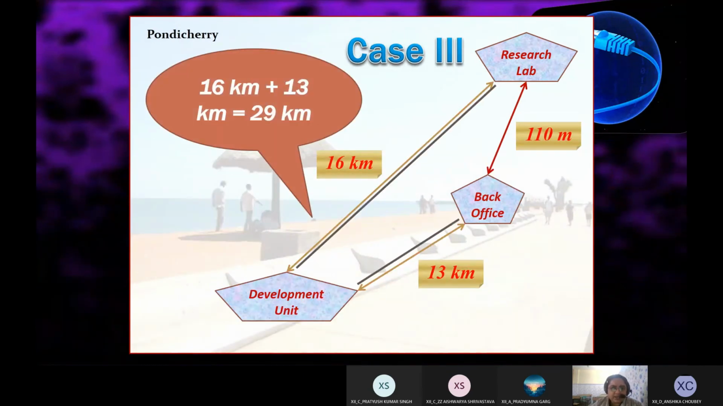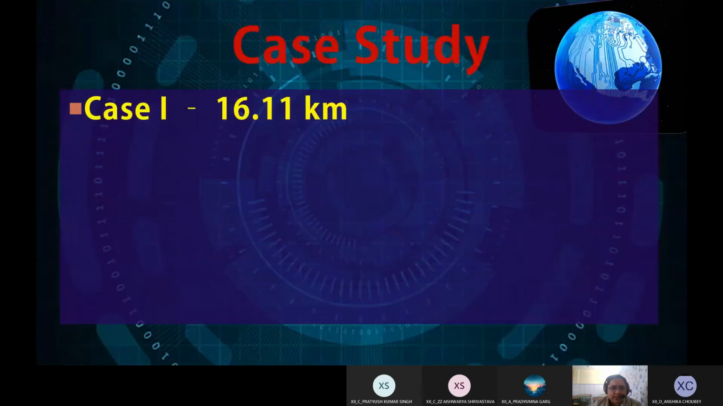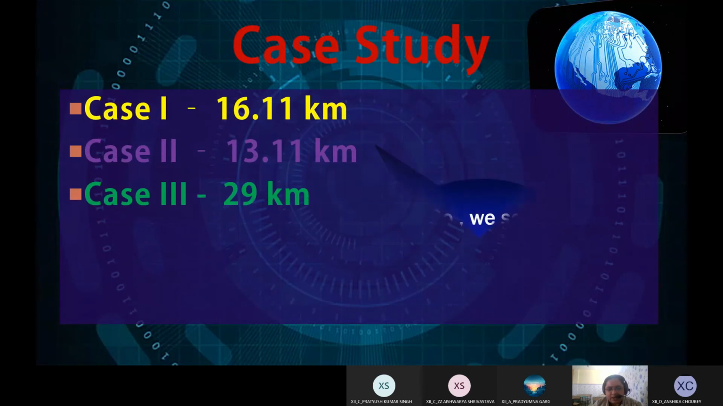And case 3 is the highest one, which we will not go for. That is 16 kilometers plus 29 kilometers, which is long. Here, where my work was being done with a twisted pair cable, I have to install a fiber optic cable, which is going to increase the cost. So I will not go with case 3.